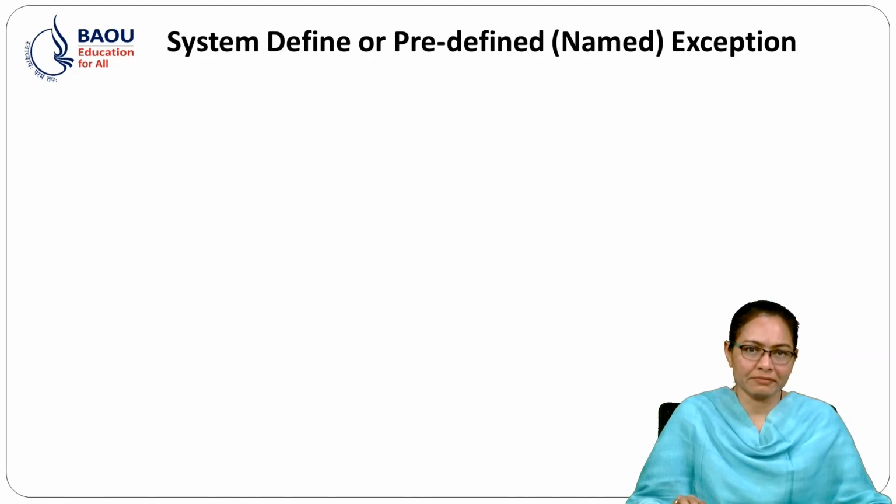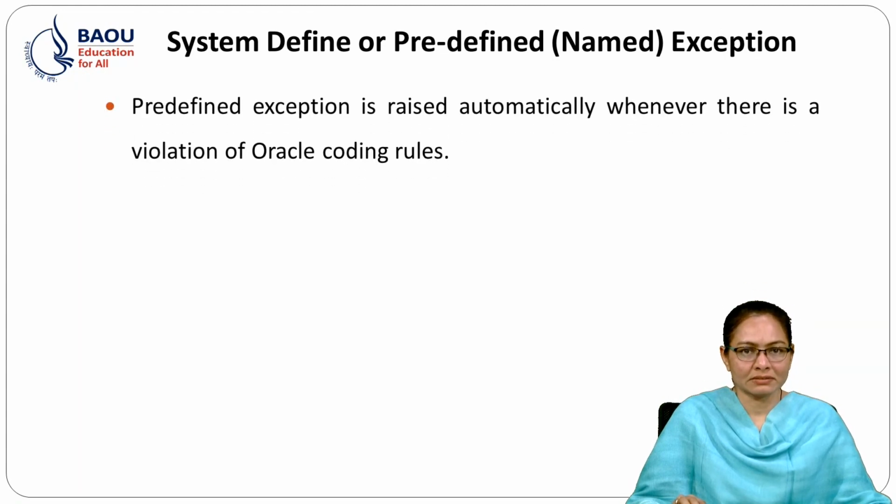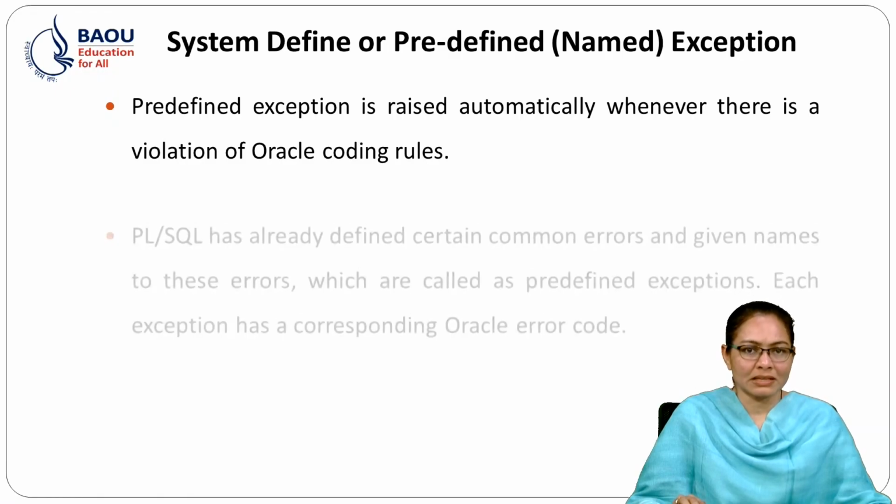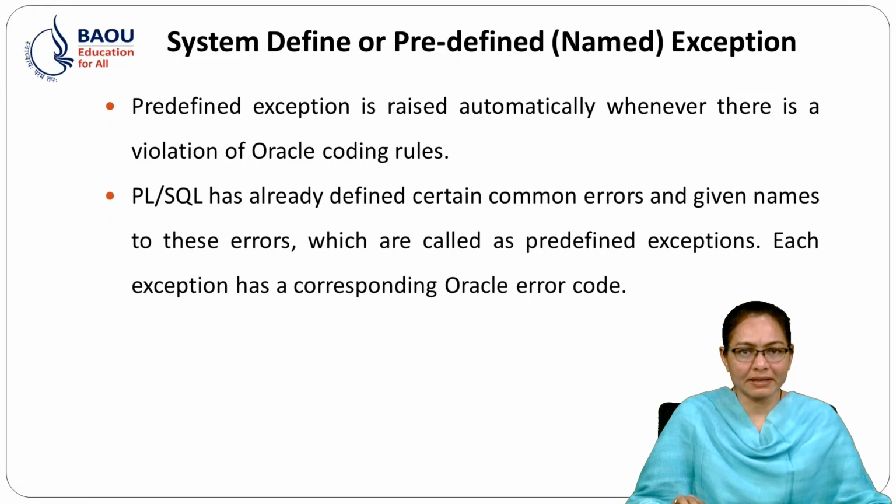Now, what is system defined? First is the system defined, or predefined, or named exception. So, what is a predefined exception? A predefined exception is raised automatically whenever there is a violation of the Oracle coding rules. PL/SQL has already defined certain common errors and given names to these errors, which are called predefined exceptions. Each exception has a corresponding Oracle error code.